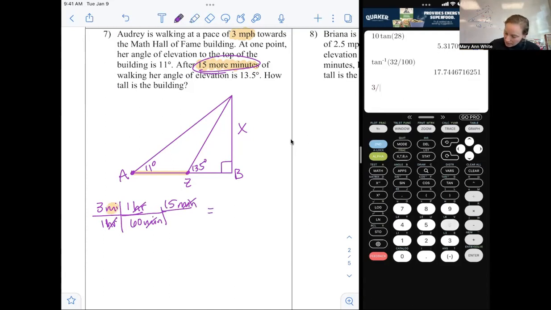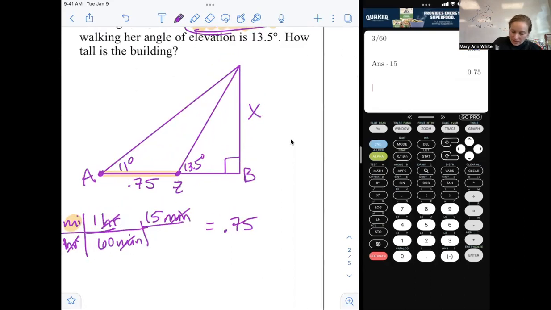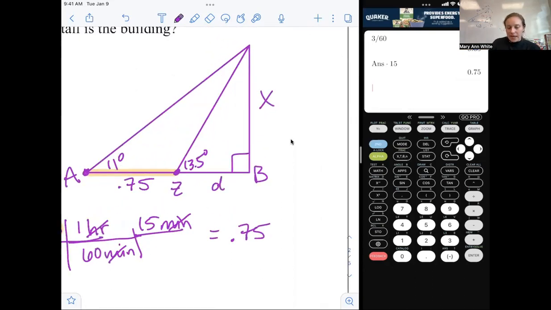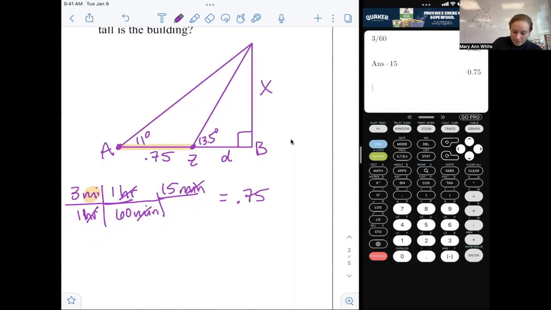So 3 divided by 60 times 15 is 0.75. That might feel like a weird distance, but it's in terms of miles. So 3/4 of a mile, 0.75 of a mile, is nothing crazy. I'm going to label this distance from Z to B as D, as in distance, because I am going to need to use that.